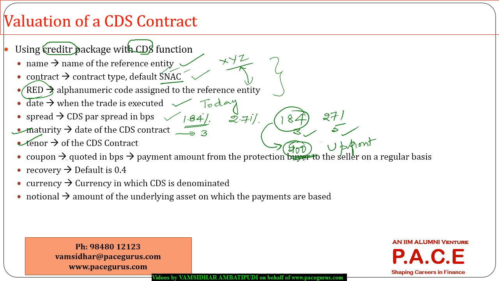Whereas if the coupon that is quoted is 500, then it would be the other way. The protection seller would be compensating the protection buyer. The recovery rate by default is 0.4, but otherwise I can very well change the recovery rate as well. The currency in which the CDS is denominated, by default I am taking USD itself, and the notional amount of the underlying asset on which the payments are typically based, I should give that amount as well.